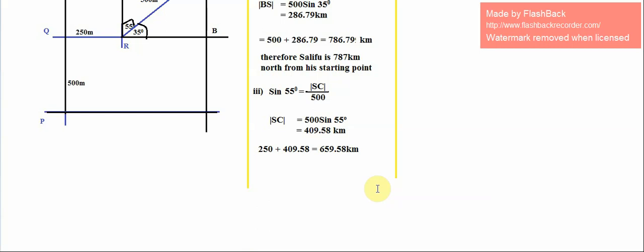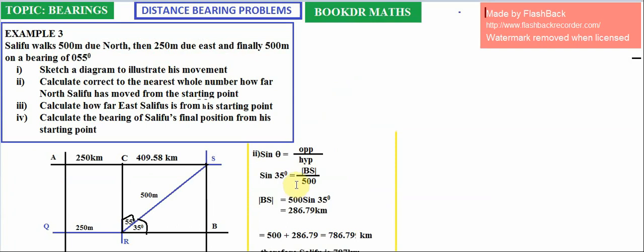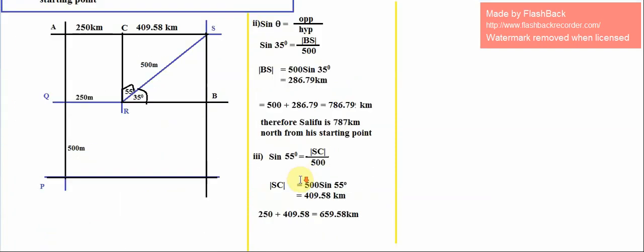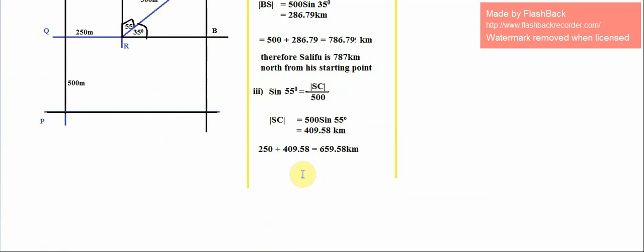So Salifu, we can also approximate it. The question didn't ask us to approximate, but if you go into your textbook, it has been approximated, so it was intended that it should be approximated. So the approximate value to the nearest whole number, or to the nearest kilometer, we will say Salifu is 660 kilometers, to the nearest kilometer, east from his starting point.